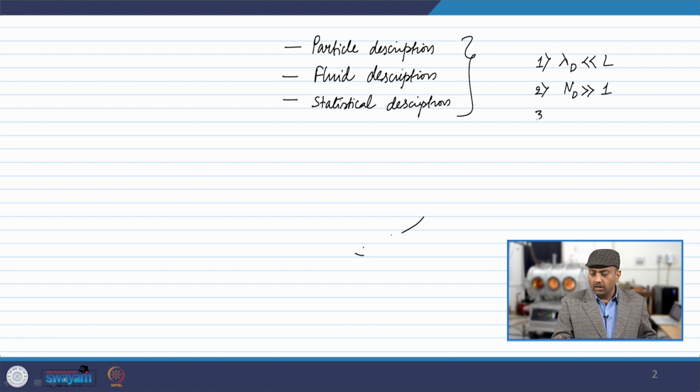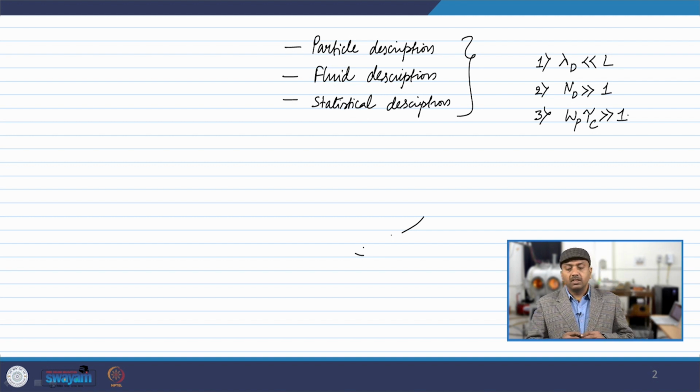And the third condition is omega p tau c should be much greater than 1. Omega p is the plasma frequency, and tau c is the time, the collision time within which collisions will happen. It can be called the relaxation time also. So, these three are the plasma criteria. If an ionized gas obeys all these three conditions, you can call it plasma, otherwise no.